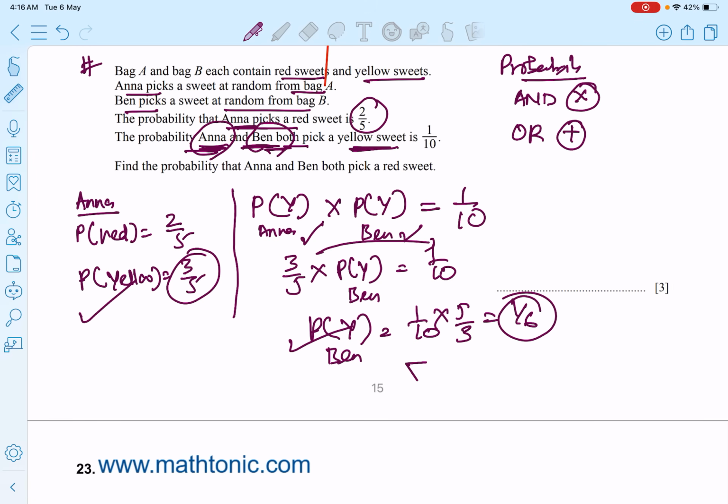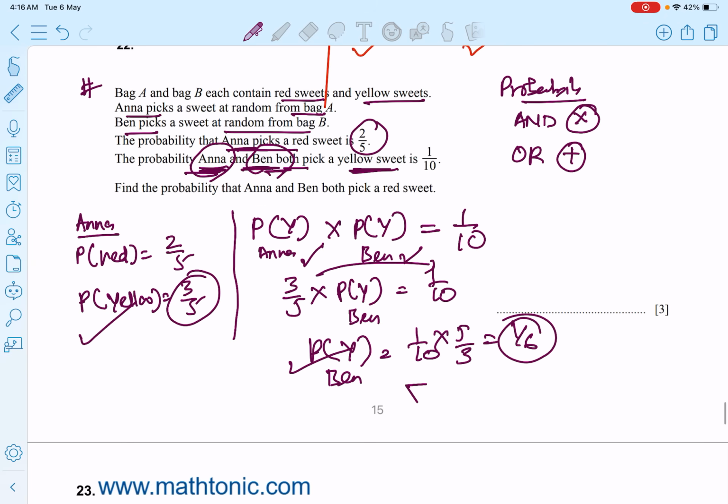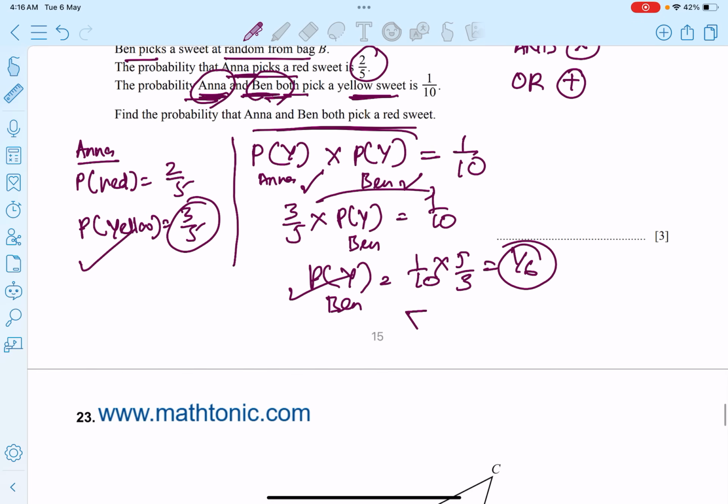Now tell me, what is the question all about? The question is given that, one second please. Both pick a red sweet. Very good. So red means, now tell me the probability of getting red for Ben. It should be 5 over 6. Simple, because yellow is given as 1 over 6.